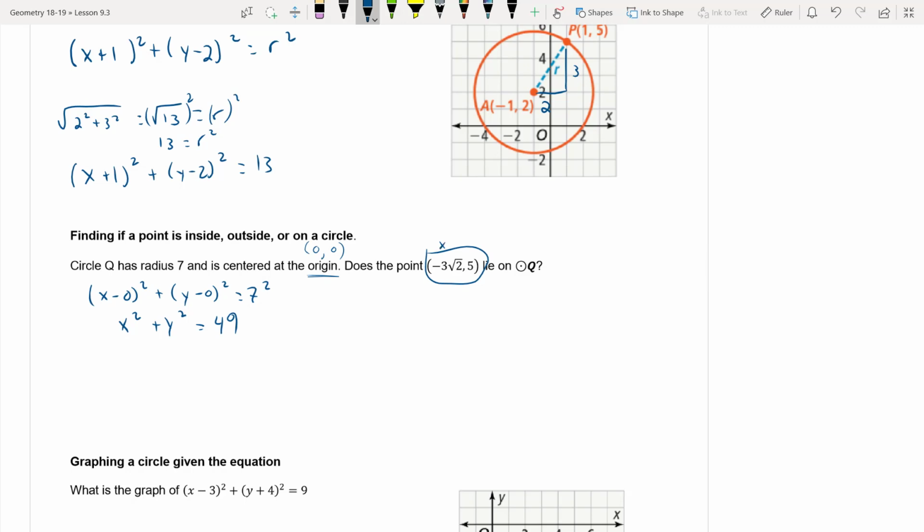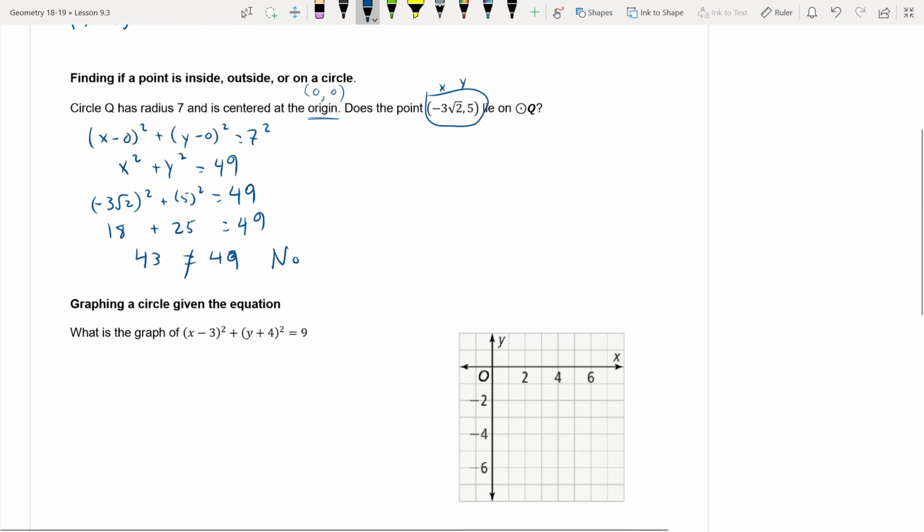And they want to know, does this point lie on that circle? Well, this is x and this is y. You just plug them in. So I've got negative 3 radical 2 squared plus 5 squared equals 49. If the left-hand side equals the right-hand side, then I have a point on my circle. If I do negative 3 radical 2 squared, that gives me 18. And 5 squared gives me 25. When I combine those together, I get 43. And 43 does not equal 49. So no, it does not lie on circle Q.